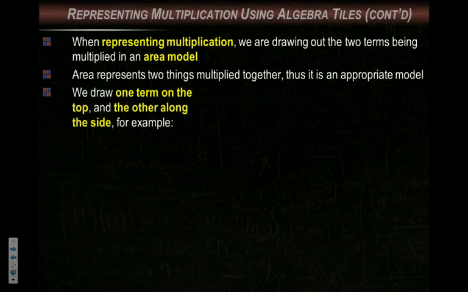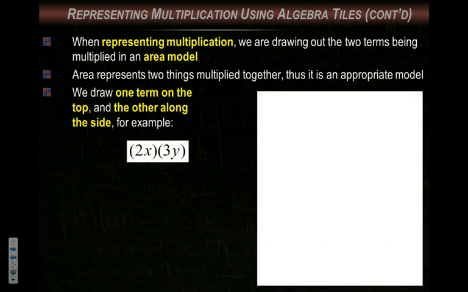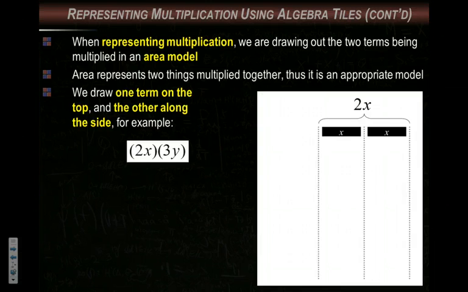To represent multiplication using tiles, what you're going to draw is a giant rectangle. Here's the process. If you have something like this, 2x times 3y, you represent those as different sides of a rectangle. Please watch and I'll show you how to do this. 2x is drawn right here.